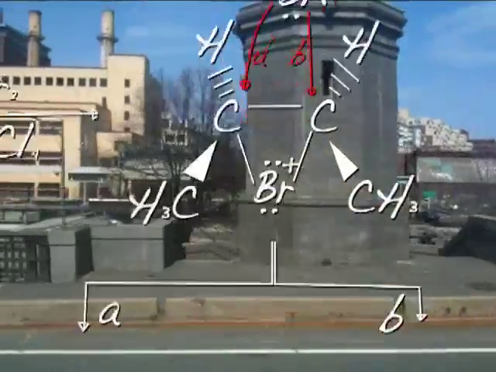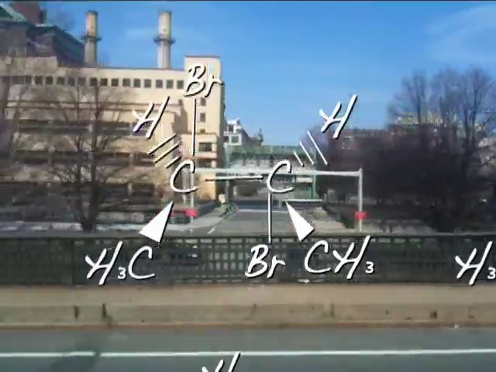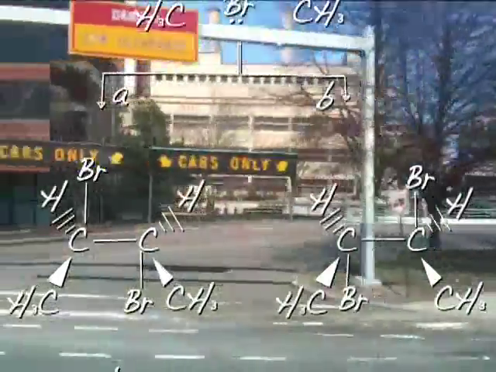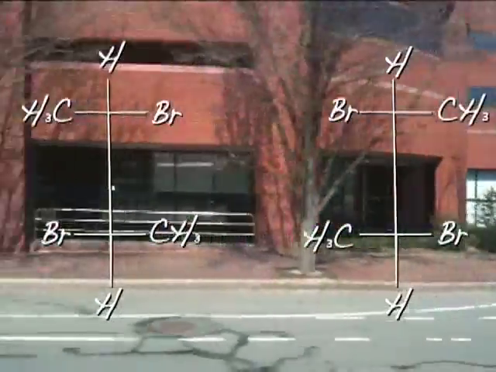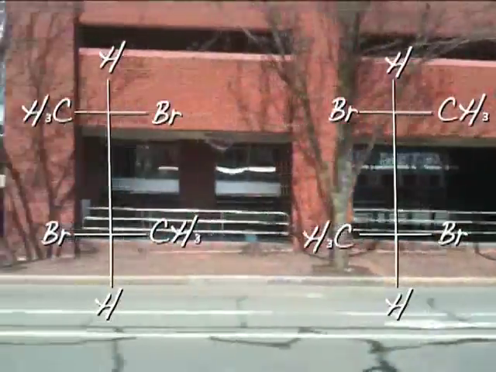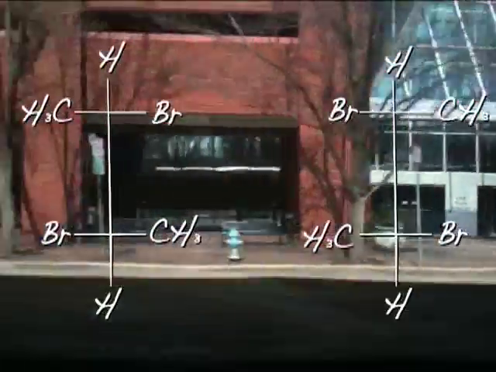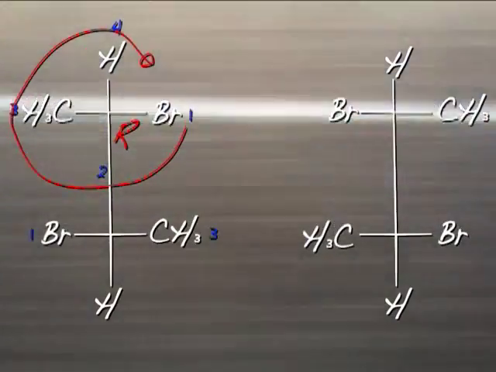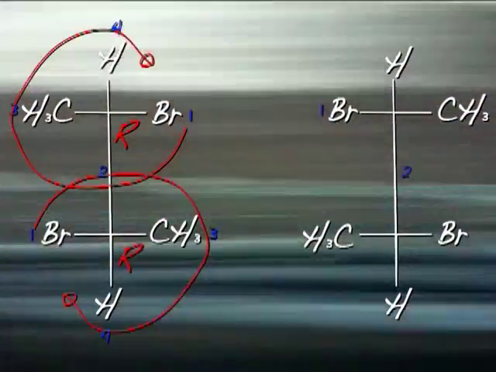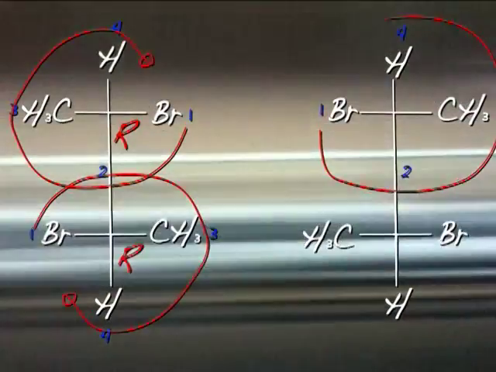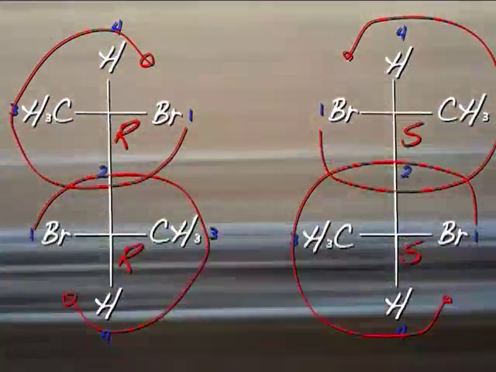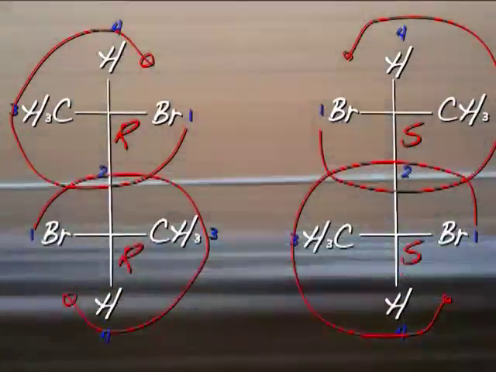If it goes the A way, then you have the Brs look like this. And if it goes the B way, you have the Brs go like that, right? So what are they? Are they enantiomers, diastereomers? Are they the same? You got to do the stereochemistry, okay? So you put them up straight, and then you do the stereochemistry. So you do 1, 2, 3, 4 clockwise R, 1, 2, 3, 4 clockwise R, 1, 2, 3, 4 counterclockwise S, 1, 2, 3, 4 counterclockwise S. So if you have RR, SS, that's enantiomers.